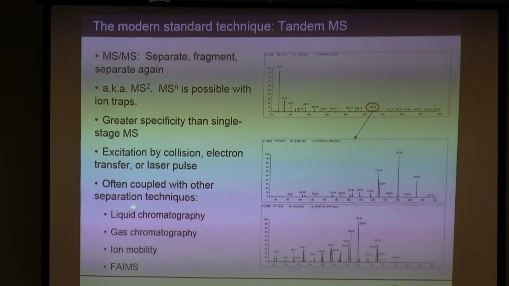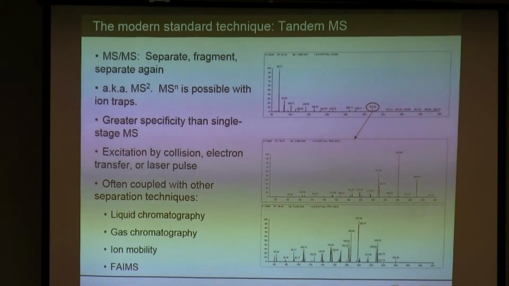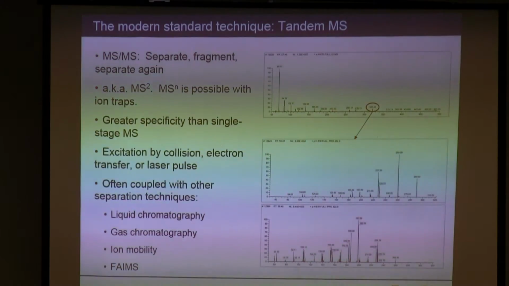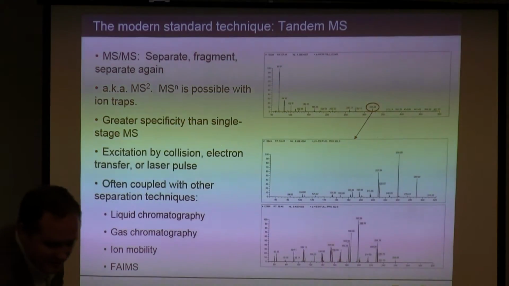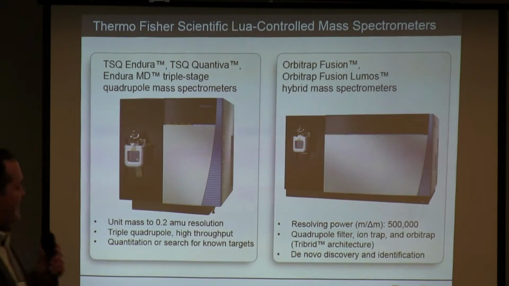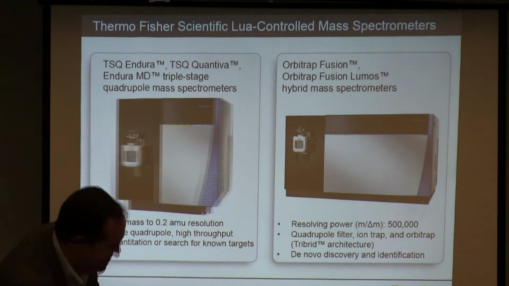Often coupled with other separation techniques, most commonly liquid chromatography, but ion mobility is also a big one too. Again, we're taking big complex mixtures and narrowing them down. So, getting a little bit closer to Lua here, Thermo has two families of instruments that are controlled by Lua. We have the Endura and Quantiva, including our medical diagnostic device, triple quad mass specs, and then the Orbitrap Fusion, which is used in that omics space.